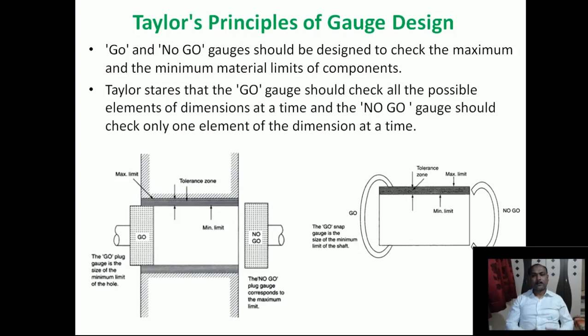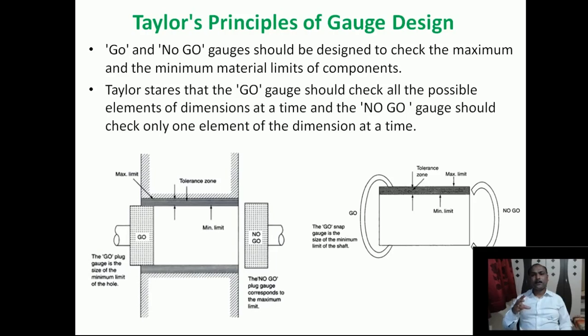Now these gauges are designed based on one principle, which is called Taylor's principle of gauge design. This Taylor's principle of gauge design says that the go gauge should check the maximum metal condition and should check as many dimensions as possible, whereas the no go gauge should check only one dimension, and it should check the minimum metal condition. Now what is the meaning of this?